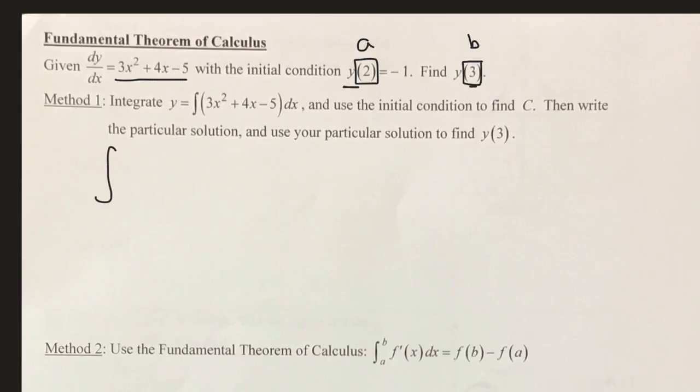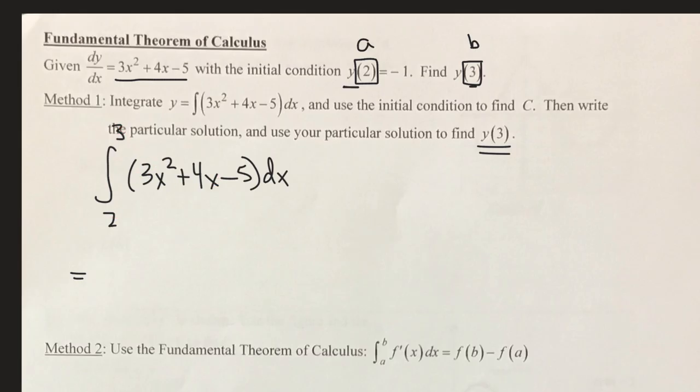So we want the integral from 2 to 3, because our first x value is 2 and our second x value is 3, of our function, which is 3x squared plus 4x minus 5 dx. Okay, that's what we're doing, and we want to find y of 3. So doing it the antiderivative way, let's figure out what the antiderivative of this equation is going to be, from 2 to 3.